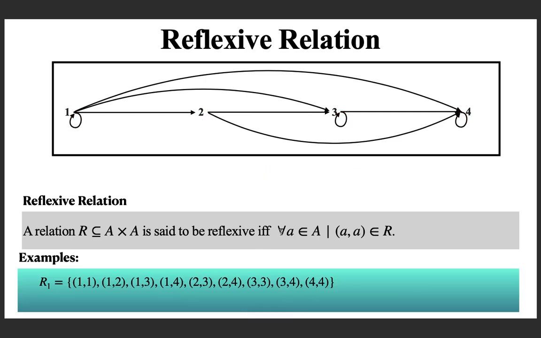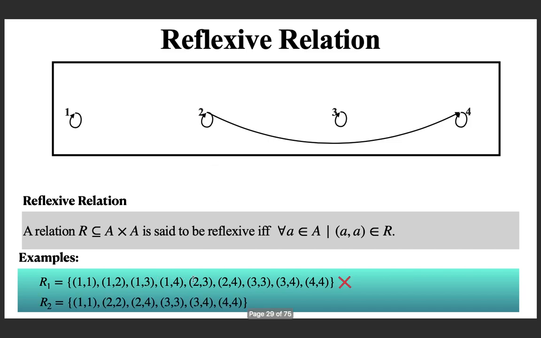You can look at some more examples. Here is R1, which is represented over here. You can see that it is not a reflexive relation because 2 is not related to 2. That pair is not there. I am giving you another one. Here you can easily see that it is reflexive because the self loops are there at every element. So it is reflexive. I hope what reflexive relations are is okay.